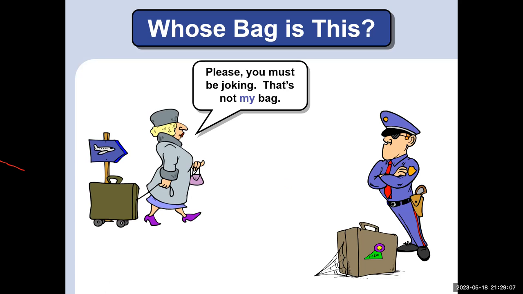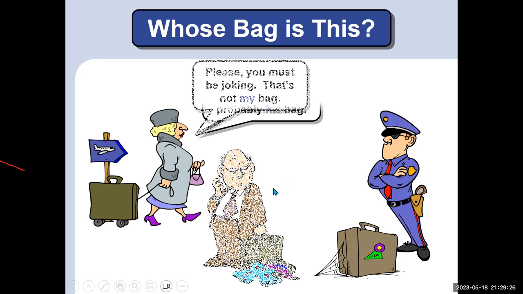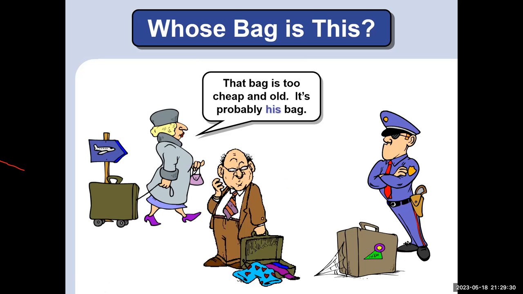Okay. ¿Qué dijo ahí? Por favor, tú debes estar bromeando. Esta no es mi bolsa. Esa no es mi maleta, right? Okay. ¿Qué más dijo? That bag is too cheap and old. It's probably his bag. Okay. Esa maleta es barata y vieja, probablemente sea de él. Se refiere al señor que tenemos ahí. Ojo cómo va funcionando cada uno de ellos.